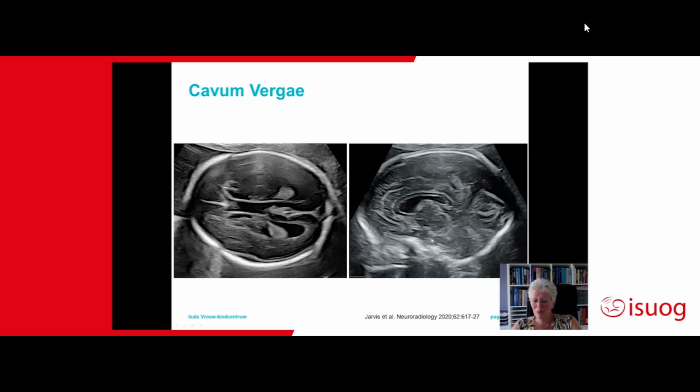Then we have the cavum vergae. What you can see then is a cavum septum which is a little bit extended backwards, so it's larger. And when you make a mid-sagittal plane, you can see your corpus callosum over here. There is your cavum, and this extension is your cavum vergae. And a cavum vergae is a variation of normal.